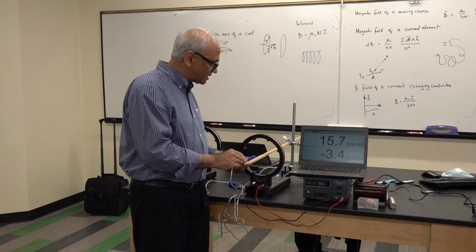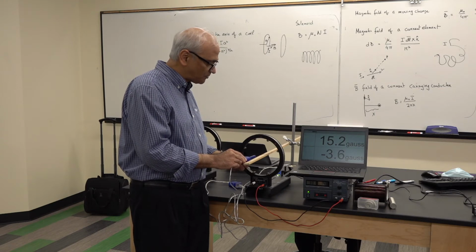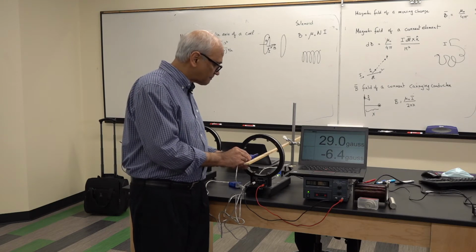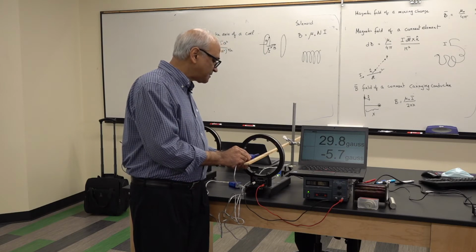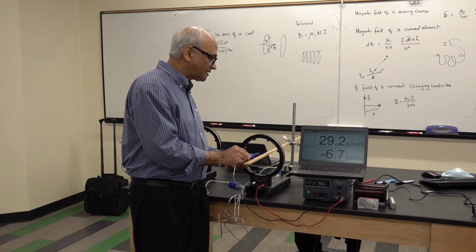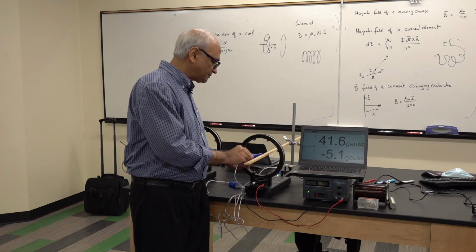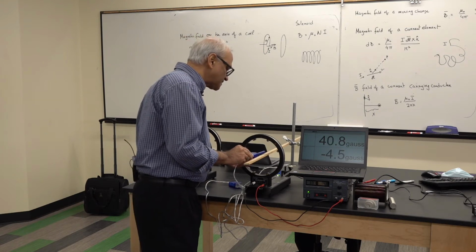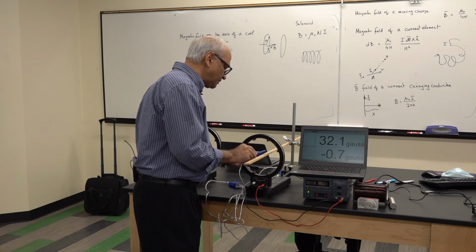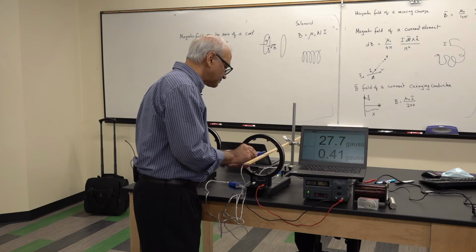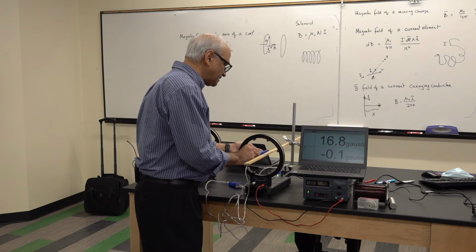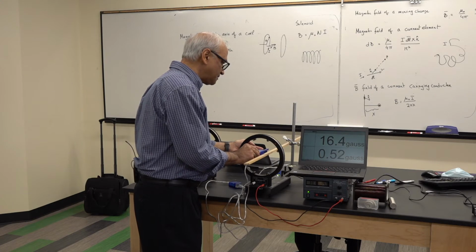Then 10 centimeter, it's 15.5 Gauss. Then 5 centimeter, it's 30 Gauss. And 0 centimeter, it's 42 Gauss. Then I'm going to go to the other side. Minus 5 is 31 Gauss. Minus 10 is 16.5 Gauss.